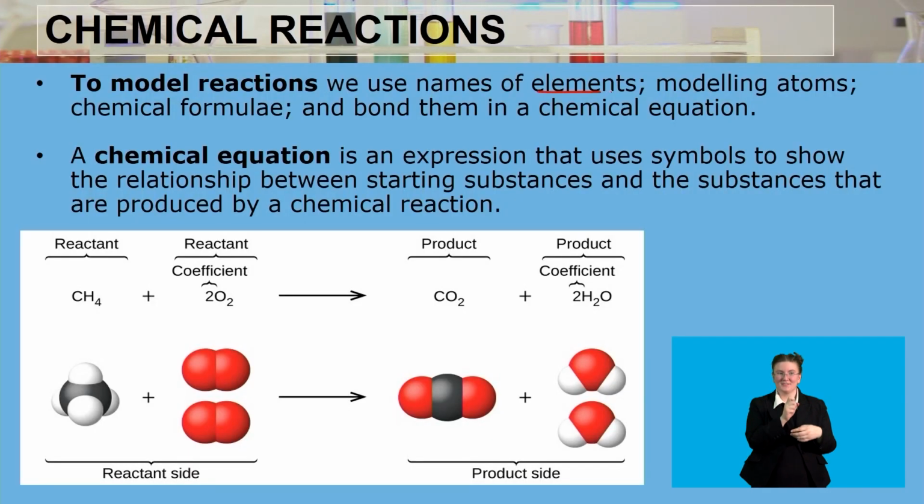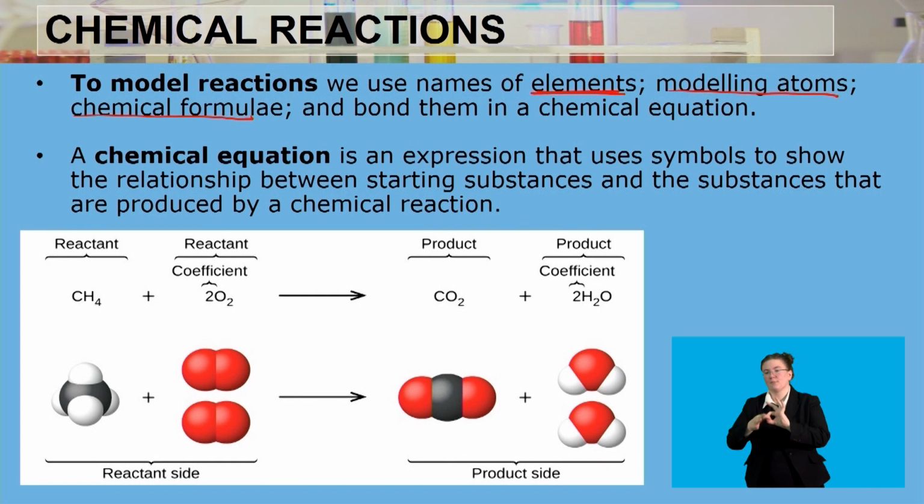So these reactions that we're talking about, we need to be able to model them and basically build them up using models or using the chemical formulas that we're finding from the periodic table. So to model these reactions, we are using the elements. Remember that we can find these in the periodic table, and then we can also use modeling atoms, basically the balls that we can use to represent a certain substance. We can also use the chemical formulae.